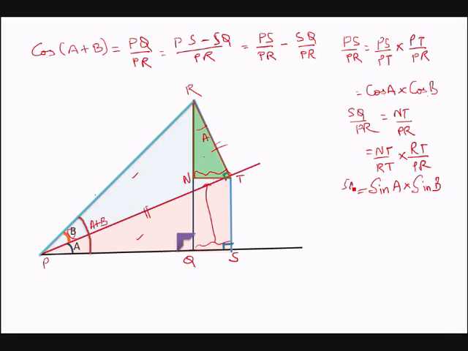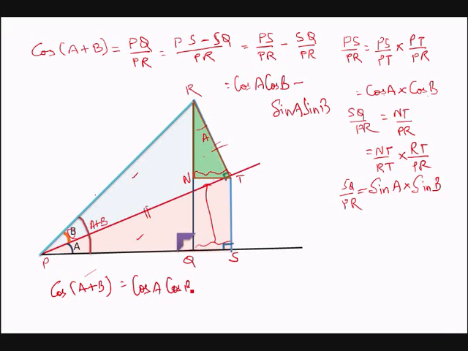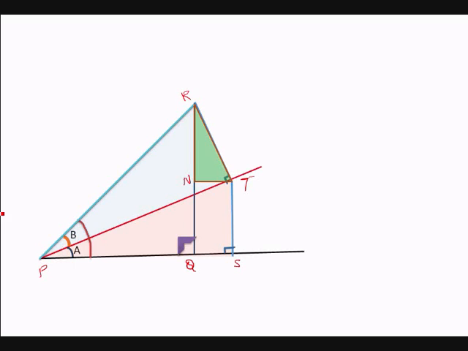So, SQ over PR is sine A sine B, whereas PS over PR was cos A cos B. Therefore, here it becomes cos A cos B, but it is minus sine A sine B. If we rewrite the formula, cos(A plus B) equals cos A cos B minus sine A sine B. Now we are going to find what is tan of this angle A plus B.